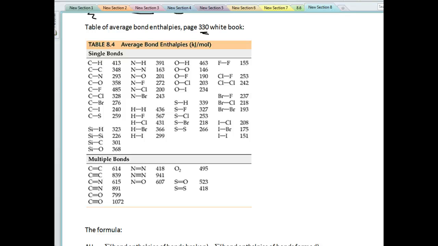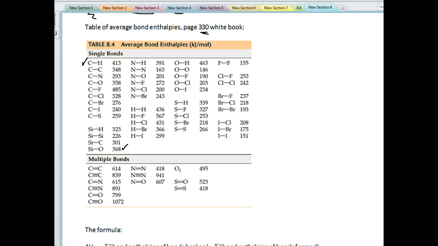So if we have a single carbon-hydrogen bond, for a mole of these guys, it's going to take 413 kilojoules per mole just to break that. And so it goes all the way down. You've got all these different types of bonds. You notice that a silicon-oxygen bond is pretty strong as well, 368, things like that. Okay, so we can find whatever we need in here.